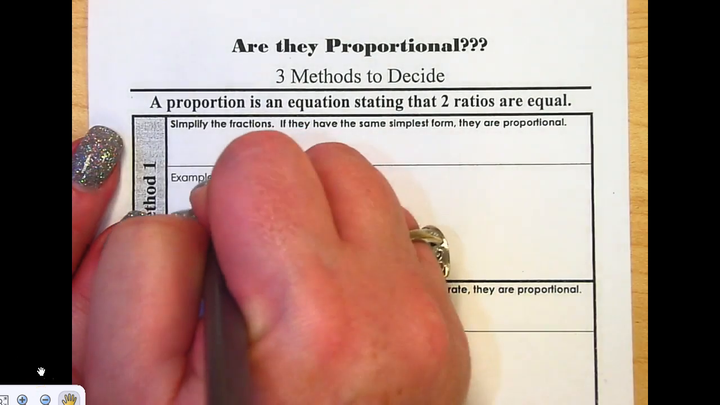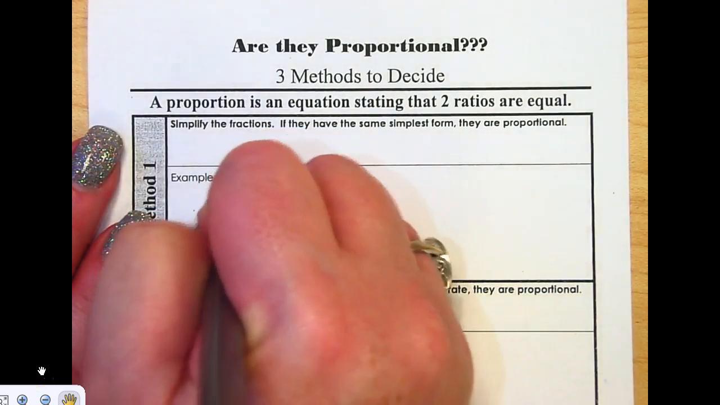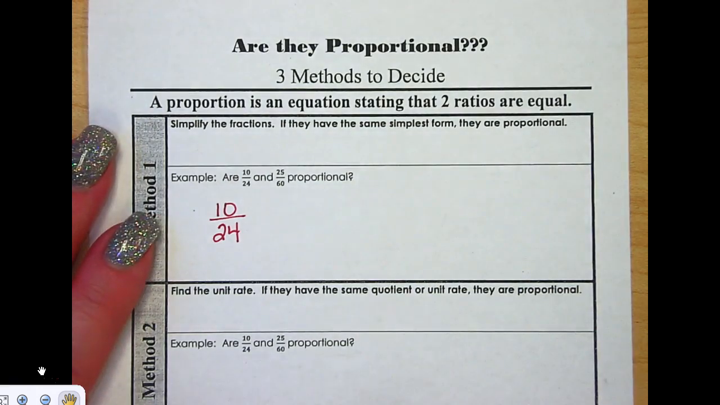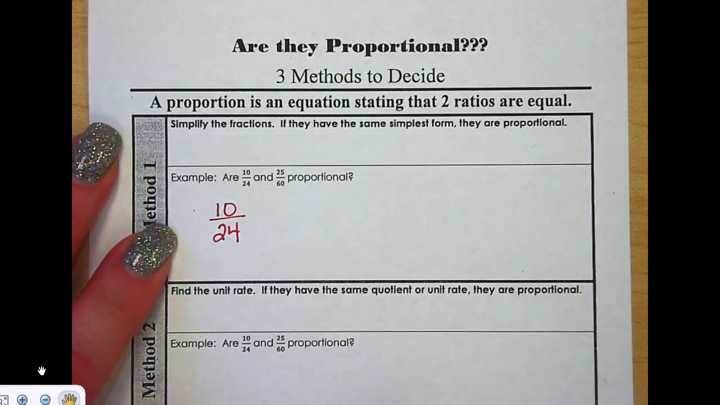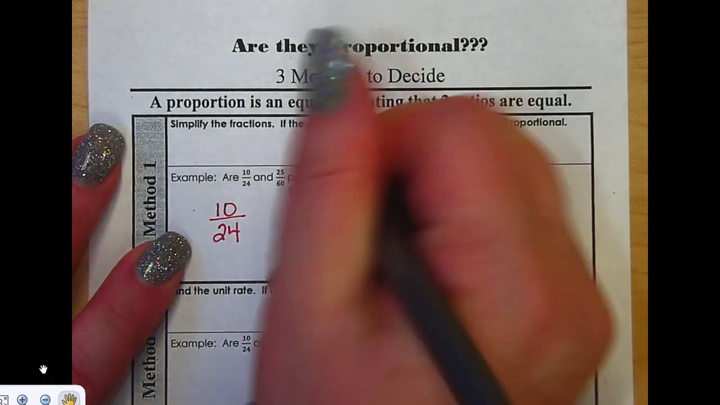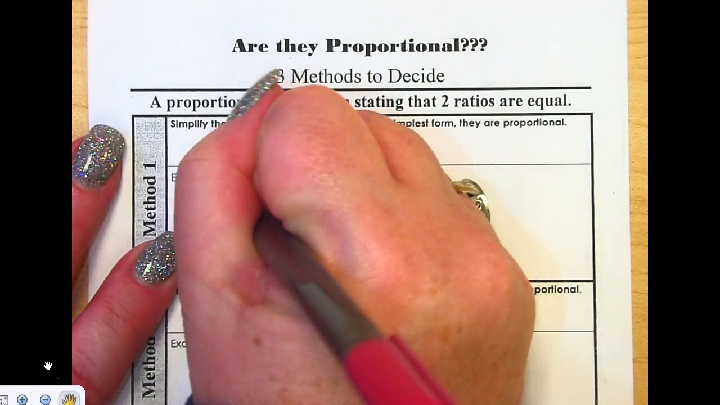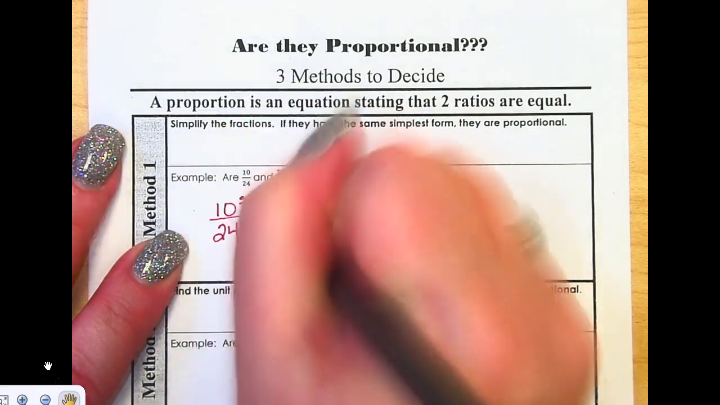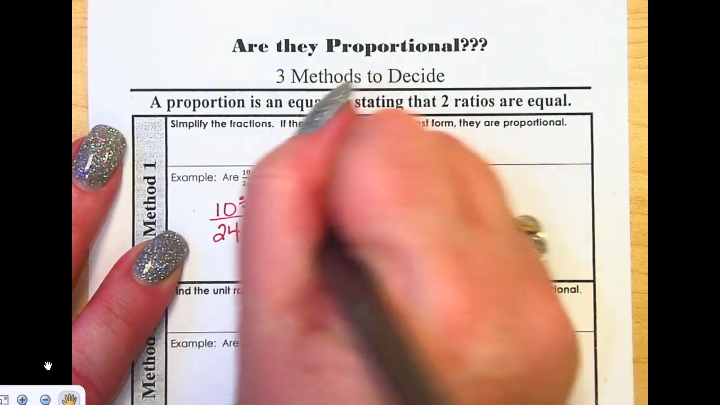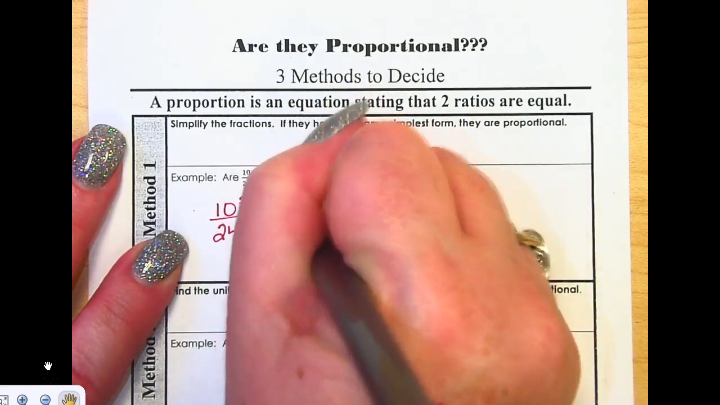So 10/24. How would we simplify that fraction? Remember, we have to find a number that goes into both 10 and 24. What do you think? 2. Let's divide by 2. So 10 divided by 2 and 24 divided by 2. And that equals 5/12.